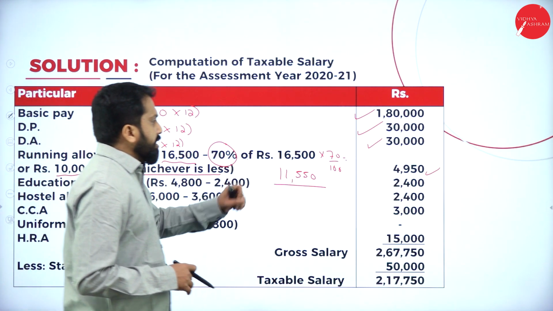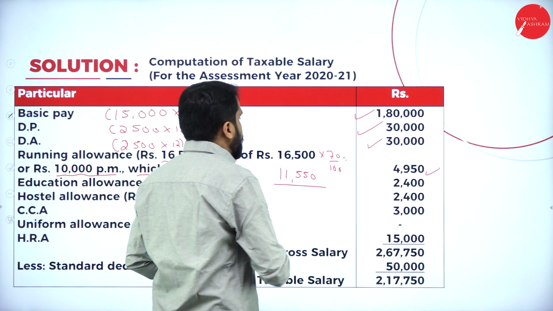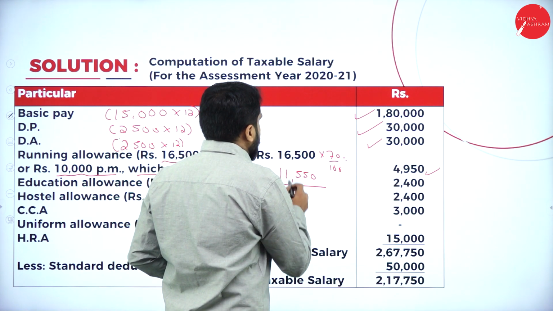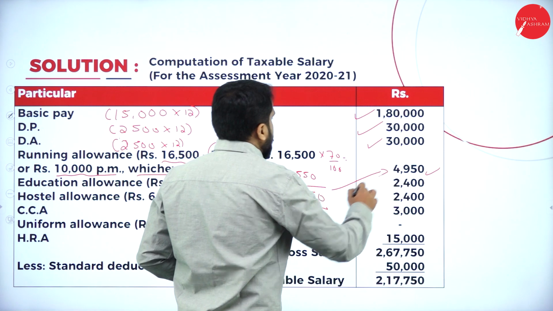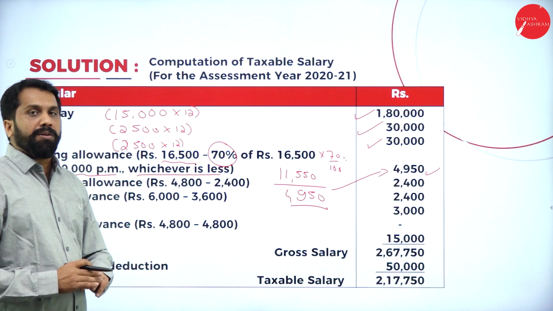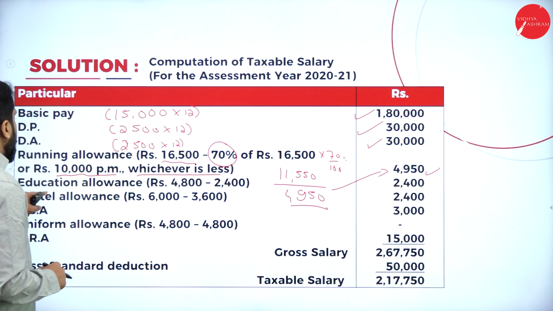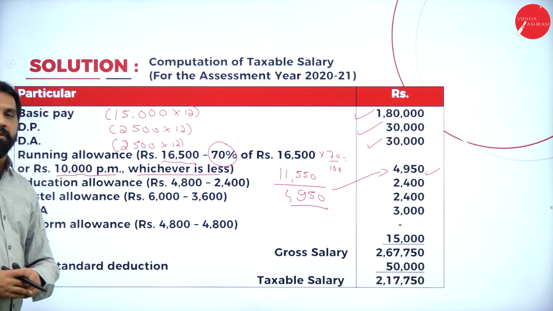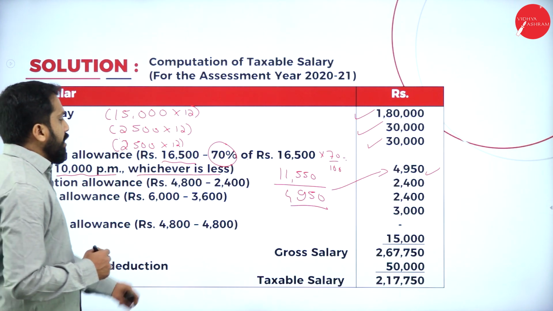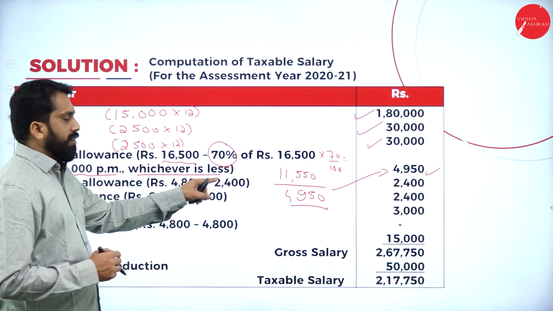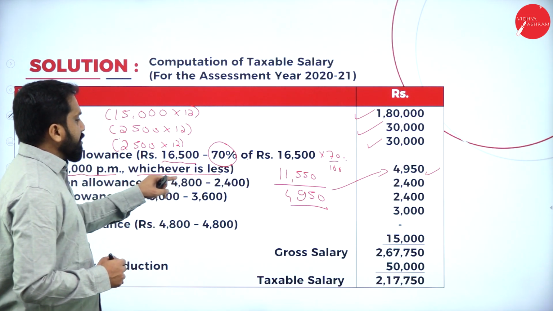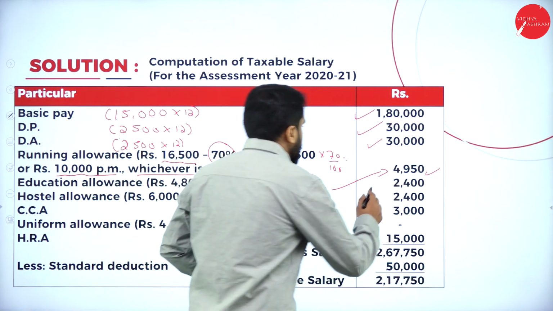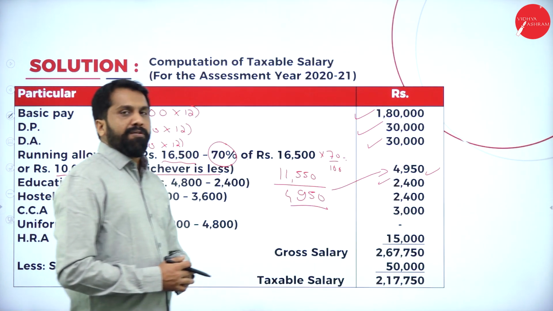Now, from 16,500, if you minus, you will get around 4,950. This is your answer. Any doubt? No doubt. Then, education allowance, as I told you, 2 children, it will be 100 into 12. Total it is 2,400. 4,800 minus 2,400, your answer is 2,400.